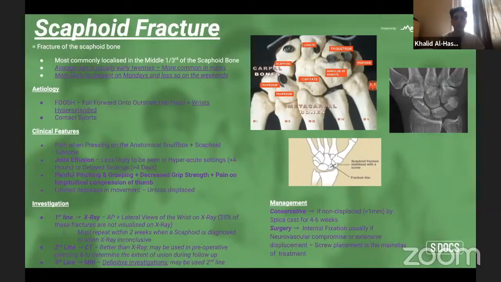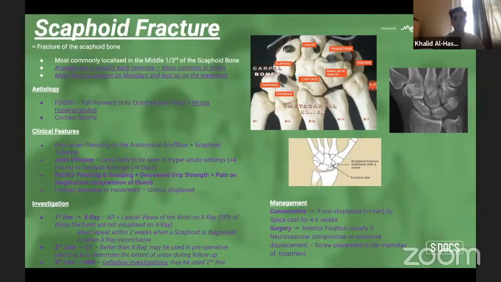The investigations. The first line, as usual, is an X-ray. As mentioned prior, we tend to opt for AP and lateral views of the wrist on the X-ray. 25% of these fractures cannot actually be visualized on X-ray, so we must repeat them within 2 weeks when a scaphoid fracture is suspected or when the X-ray is inconclusive.